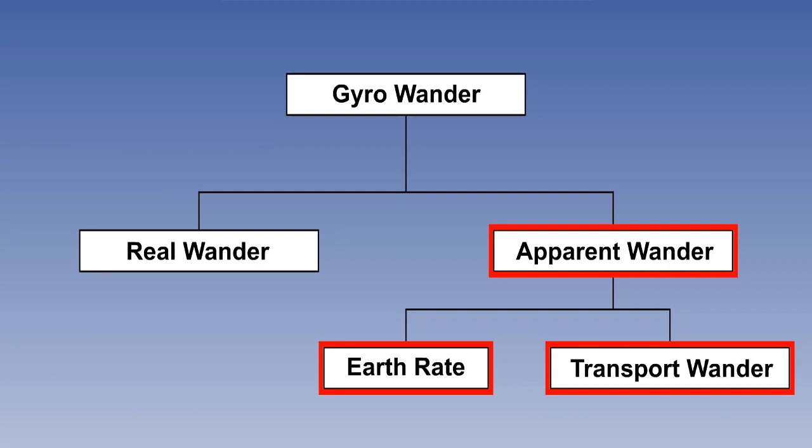This leaves us with apparent wander. You will remember that this is split into Earth rate and transport wander. They are both needed to stabilize the platform. We need to examine Earth rate in more detail to understand how INS alignment takes place, why it takes so long, and why the aircraft cannot be moved whilst it is happening. We also need to examine transport wander in more detail to understand how some types of INS errors are caused and why they have a sinusoidal waveform. These are the well-known Schuler errors.